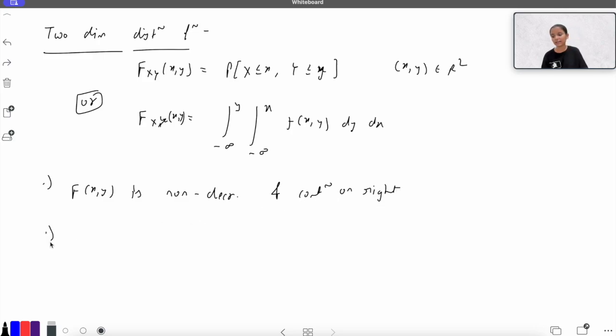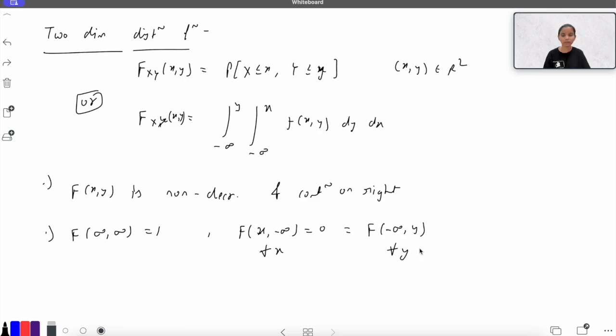Okay, and the next thing, F(infinity, infinity) would be equal to 1, just like I have discussed for the one-dimensional case. And F(x, minus infinity) is equal to 0 for all x, and F(minus infinity, y) would be 0 for all y. You can check these with the help of limits.